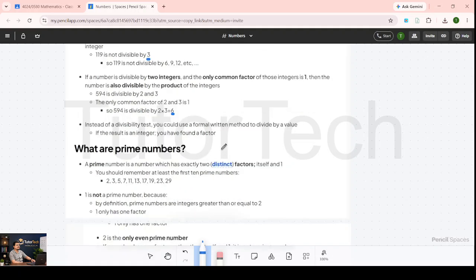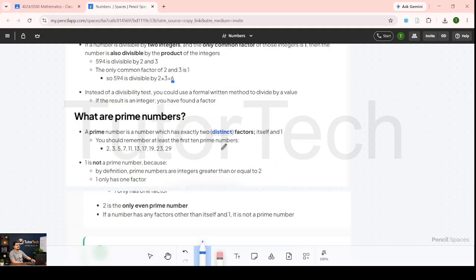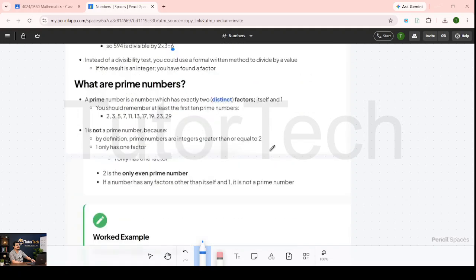Later on, we will talk about this. But for now, we need to see what prime numbers are. This is very important. And what are prime numbers? A prime number is a number which has exactly two distinct factors, the number itself and one.